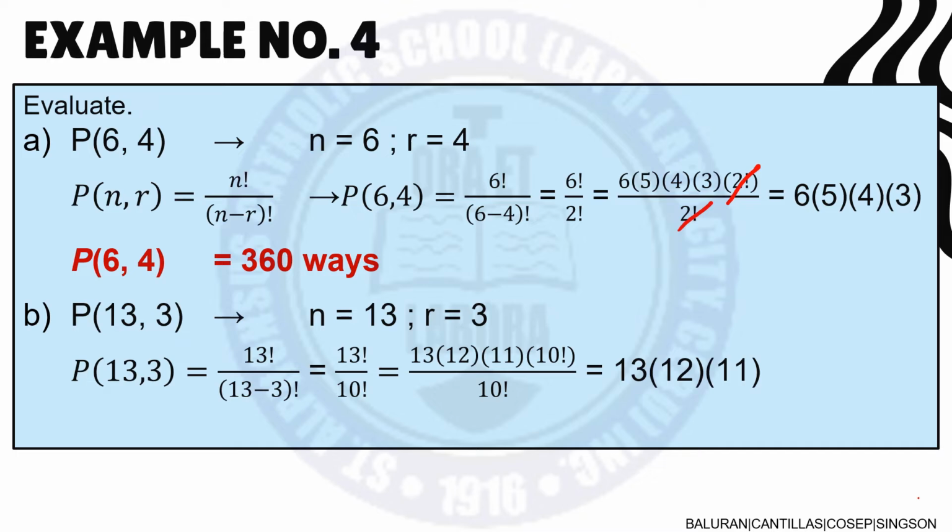In this case, we will stop at 10 factorial since our denominator is already equal to 10 factorial. So we cancel 10 factorial. You are left with 13 times 12 times 11. So our answer is equal to 1,716 ways.